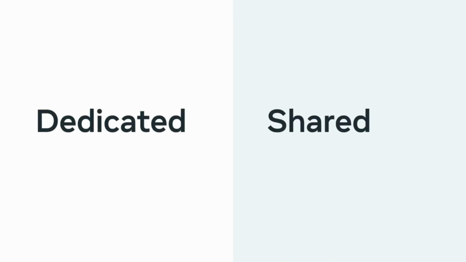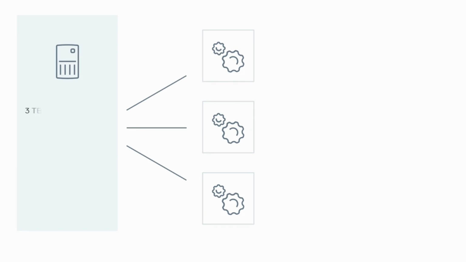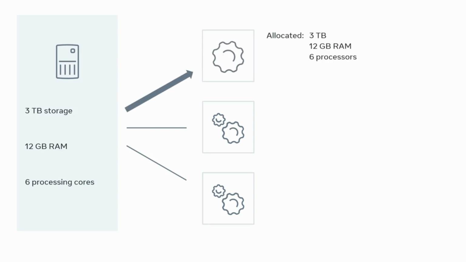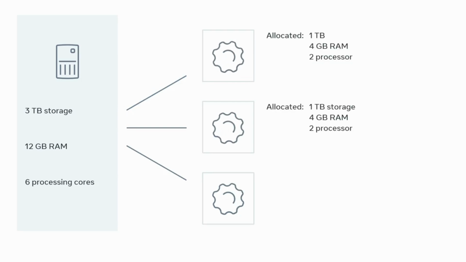Let's move on to resource sharing and how that works with virtual servers. Virtual machines can be configured to use dedicated computing resources or share them. For example, a dedicated server with 3 terabytes of storage, 12 gigabytes of RAM, and 6 processing cores can provide its resources entirely to whichever virtual machine might need it. Alternatively, it can be configured to split its resources equally between all virtual machines. If there are 3 virtual machines, each of them can use 1 terabyte of storage space, 4 gigabytes of RAM, and 2 processor cores.